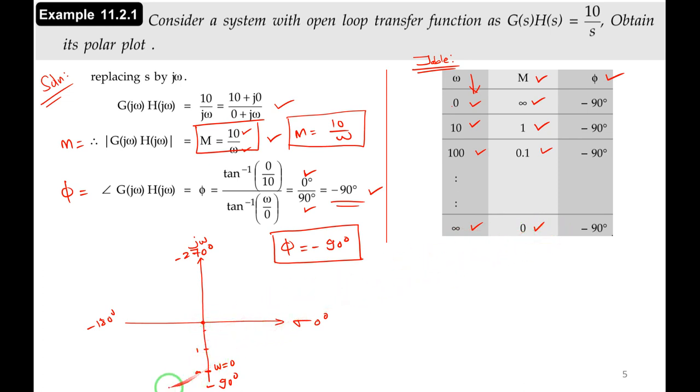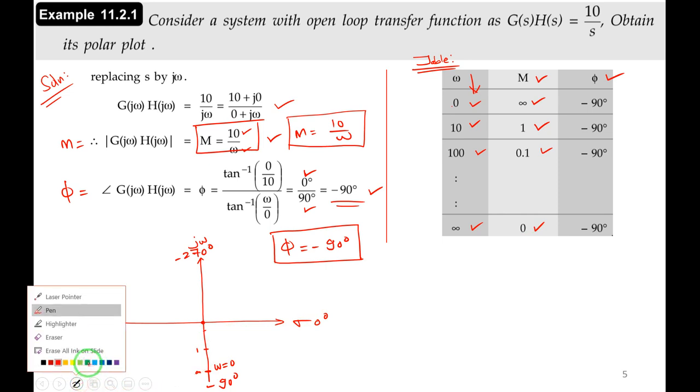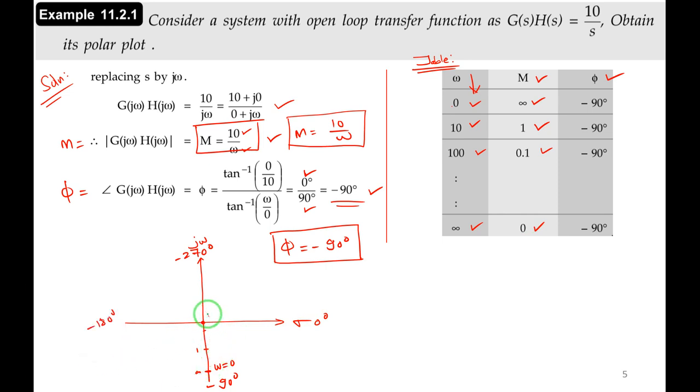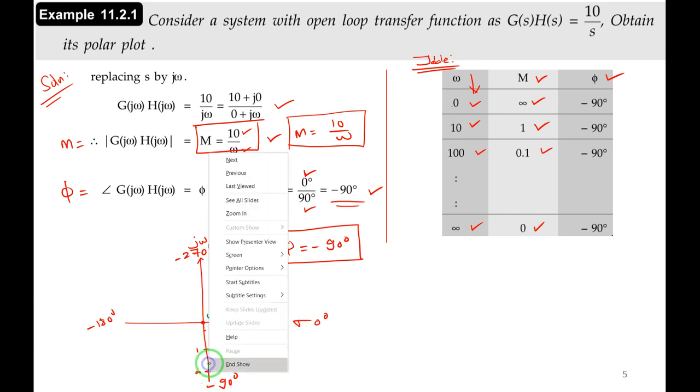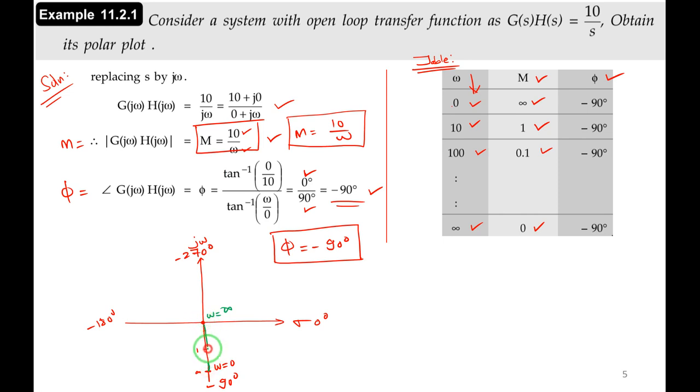Then this is the polar plot. Let me change the ink color. Here, omega equal to infinity, where the magnitude is 0 but the angle is minus 90 degree. So it starts from omega equal to 0 till omega equal to infinity. Let me write it. This is the direction. Frequency omega is varied from 0 to infinity. The magnitude values are changing, but the phase, minus 90 degree, remains the same. This is the polar plot.